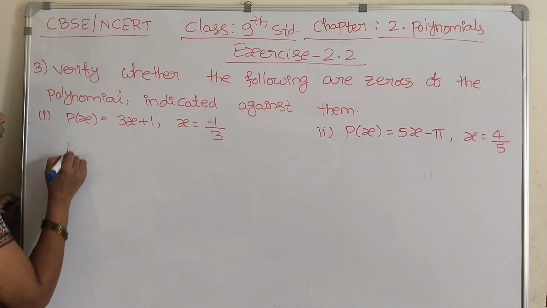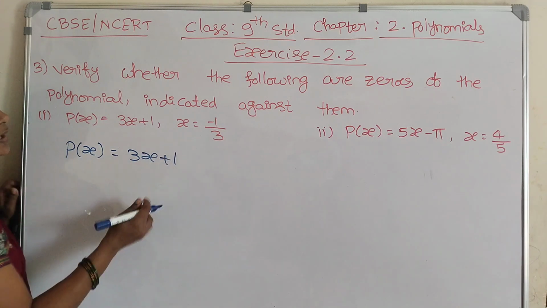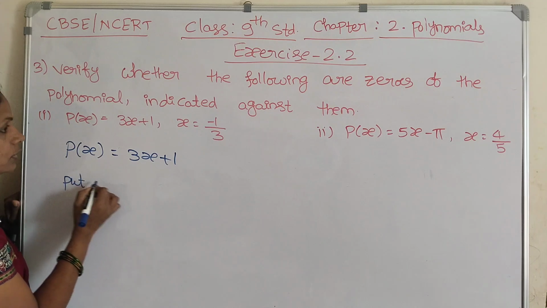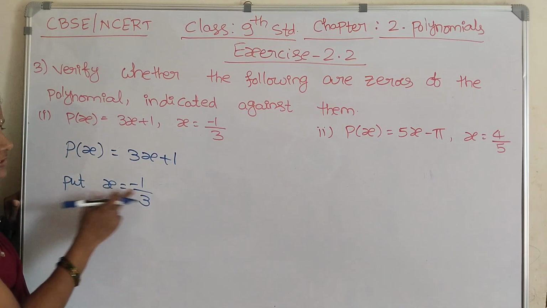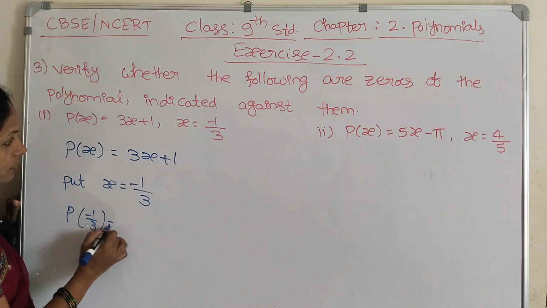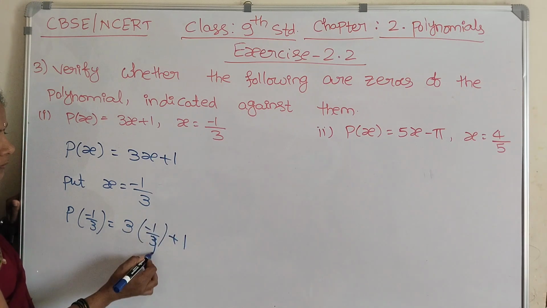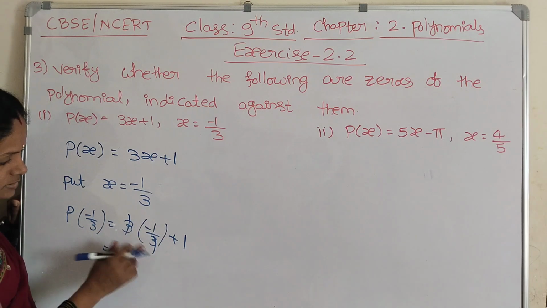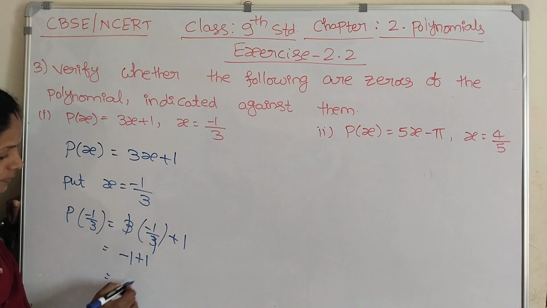Let us proceed now. Given P(x) = 3x + 1, and the value is given as x = -1/3. Now put x = -1/3. Instead of x we have to write -1/3 here. P(-1/3) = 3 × (-1/3) + 1. 3 and 3 get cancelled. 3 ones are 3, 3 ones are 3. What remains? -1 + 1. -1 + 1 will be 0.